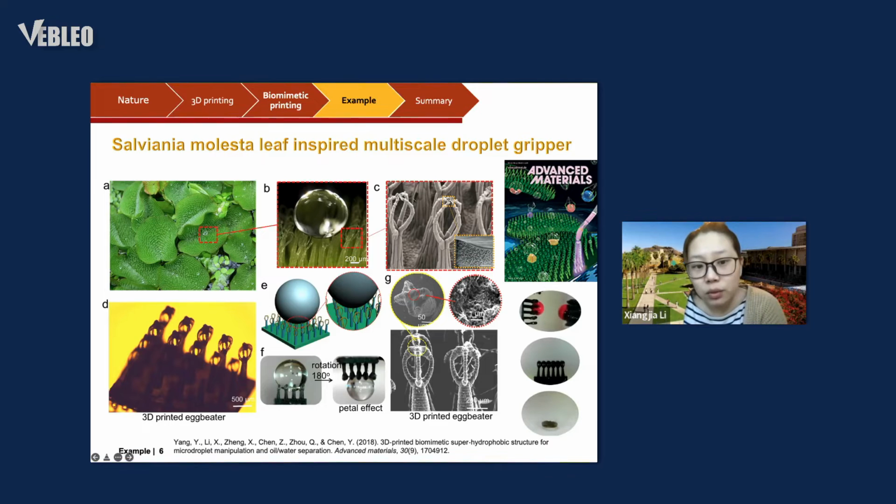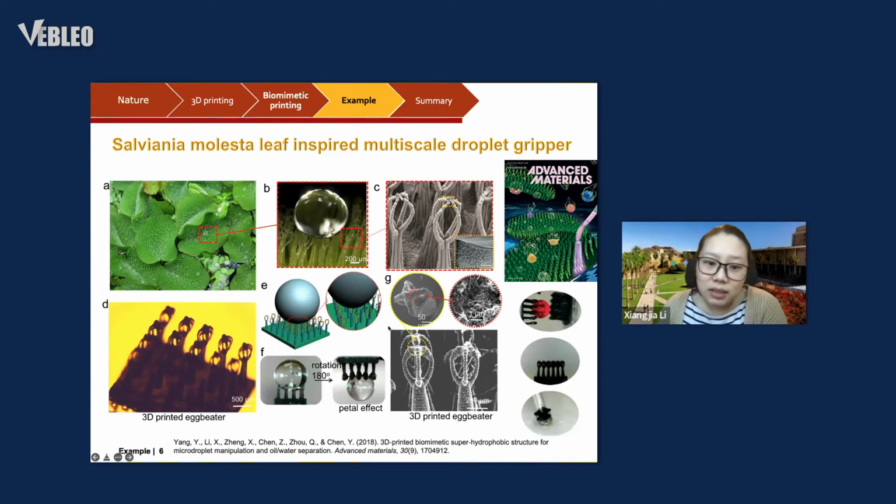So when we take a look at this structure, the total height is around 2 millimeters, but the hair diameter is only 13 microns, and they have very unique hydrophilic nano tips to grab the water. So we developed our immersed surface accumulation printing process to reproduce such structures.